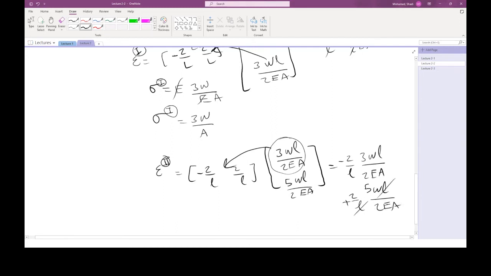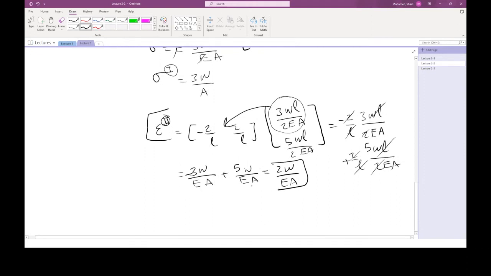And the L will cancel away with the L. The 2 will cancel away with the 2. And you will be left with minus 3W over EA, and then added to 5W over EA. This is minus, I don't need to forget the minus sign. So this is 5W over EA minus 3W over EA, which is going to be 2W over EA. Now this is the strain in my second element.